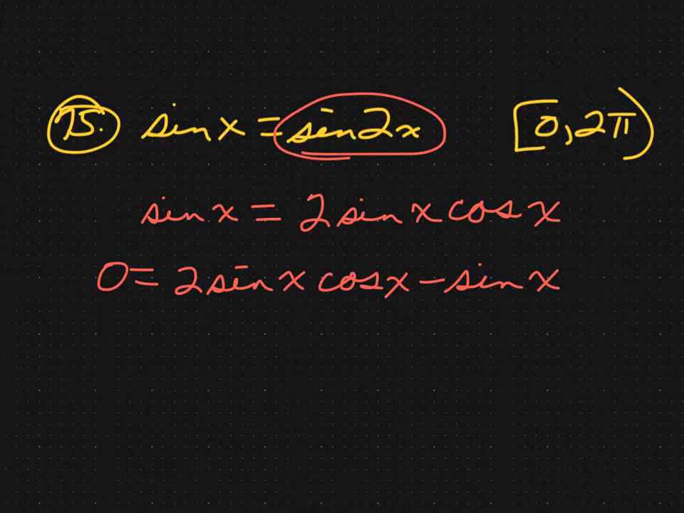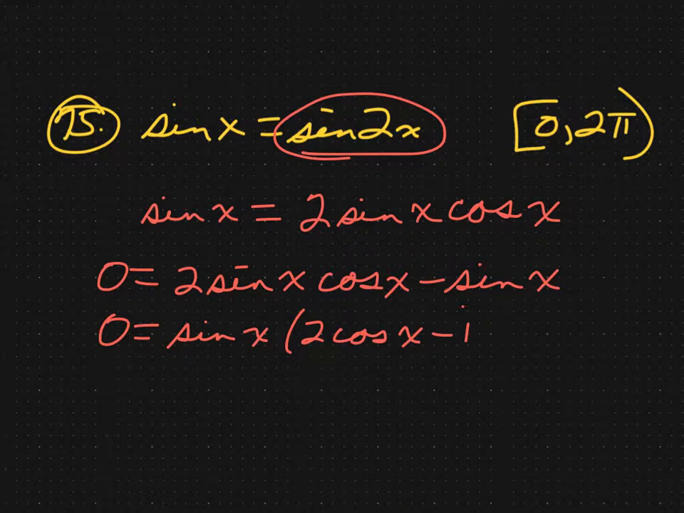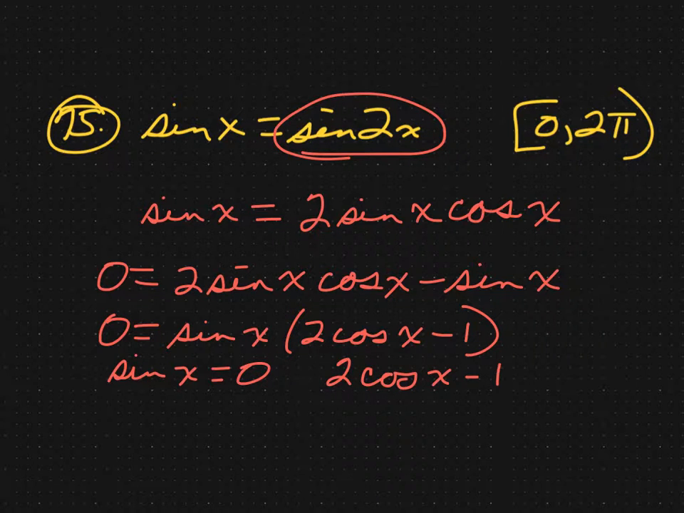Could factor out a sine x then. That'll leave 2 cosine x minus 1. So sine x equals 0, or 2 cosine x minus 1 equals 0.